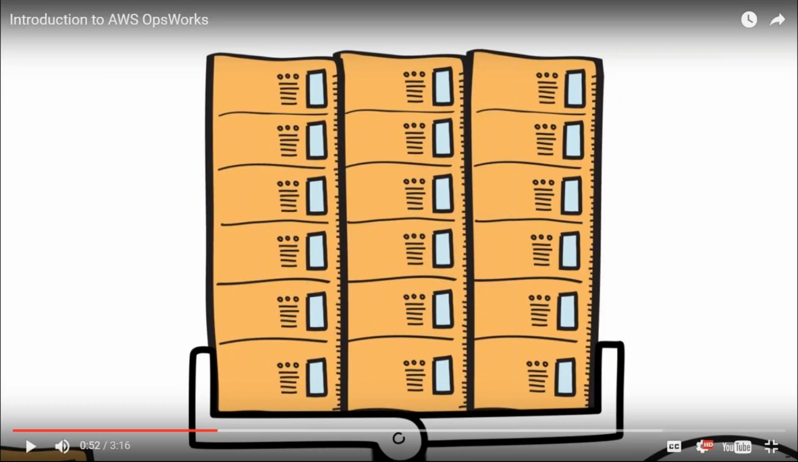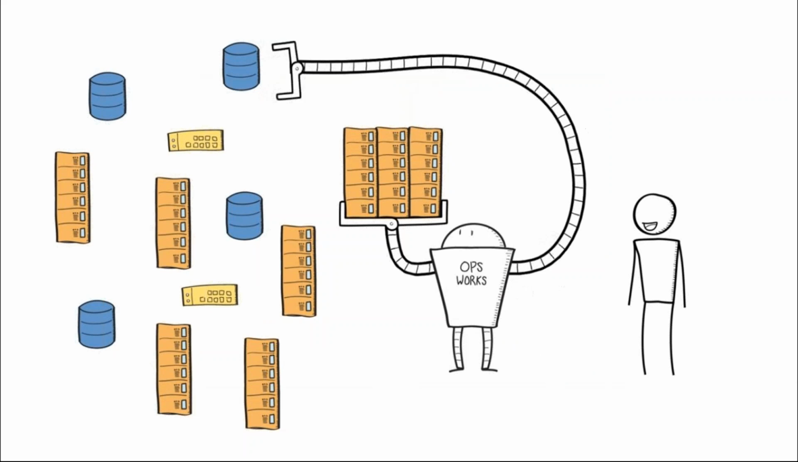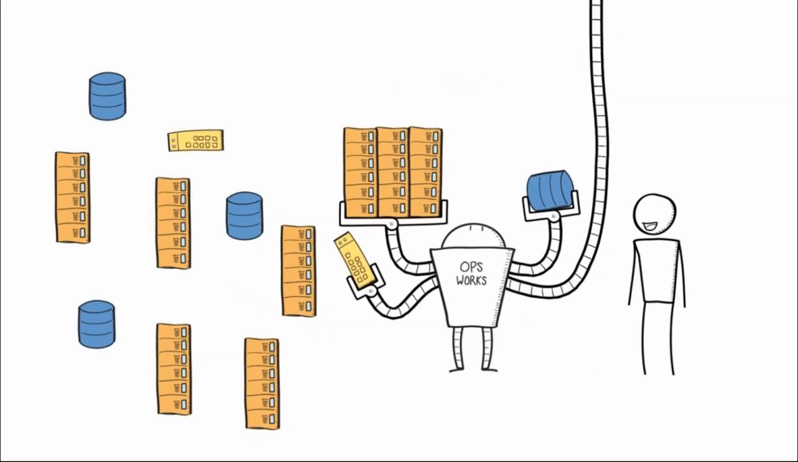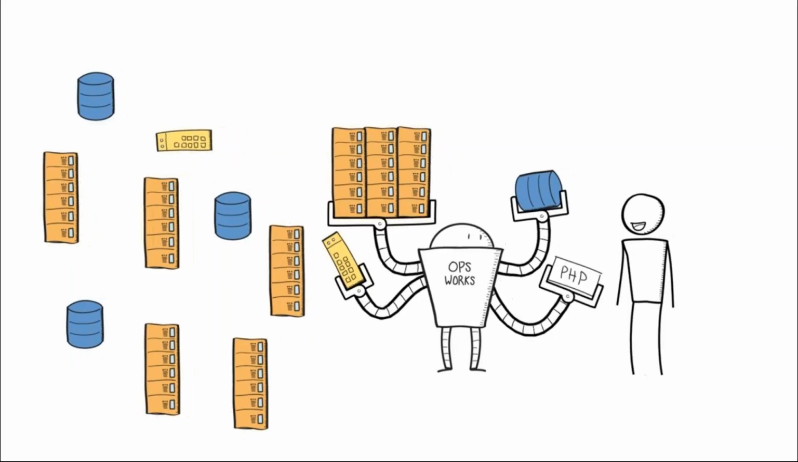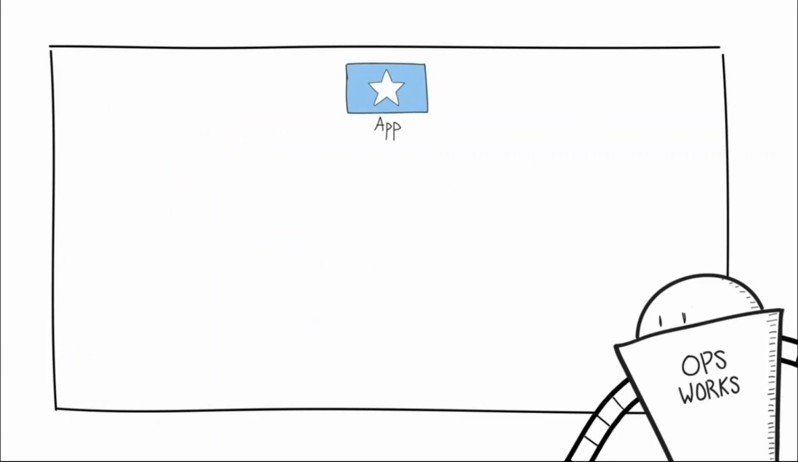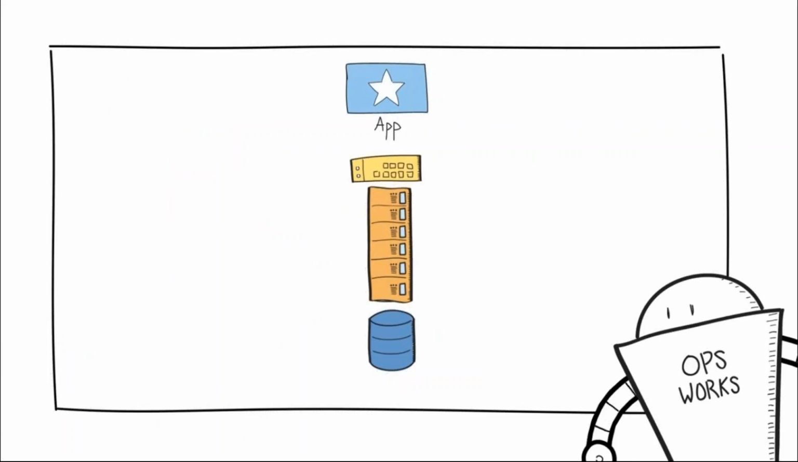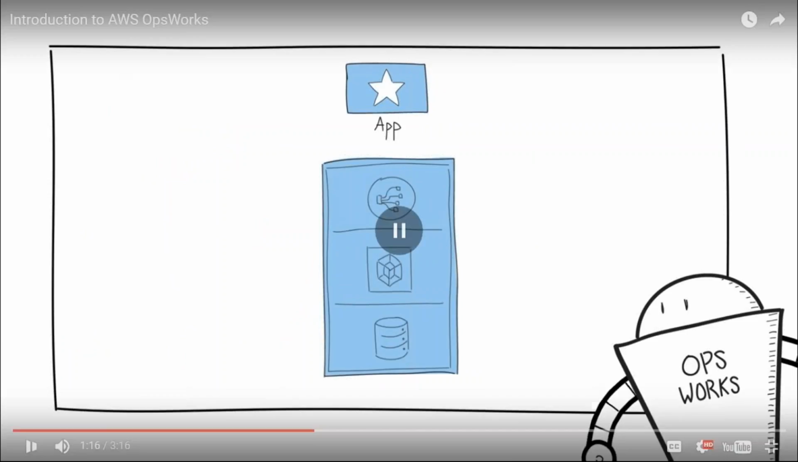You have a lot of flexibility in defining your application's architecture and other things like package installations, software configuration, and the resources your application needs, such as storage, databases, or load balancers. With OpsWorks, you model your entire application as a stack, consisting of various layers. Layers are like blueprints that define how to set up and configure.